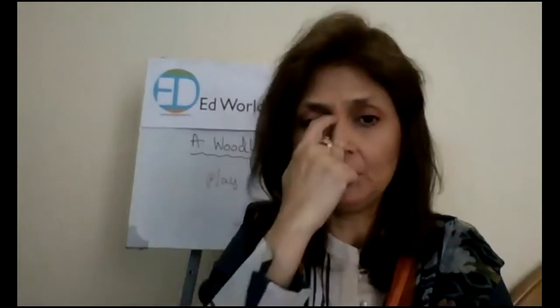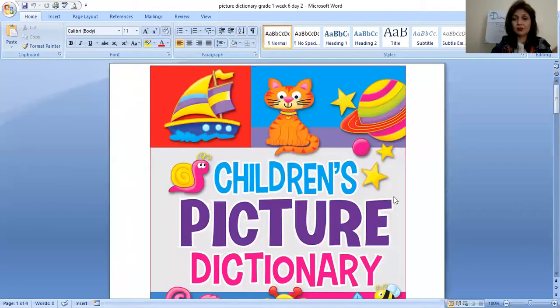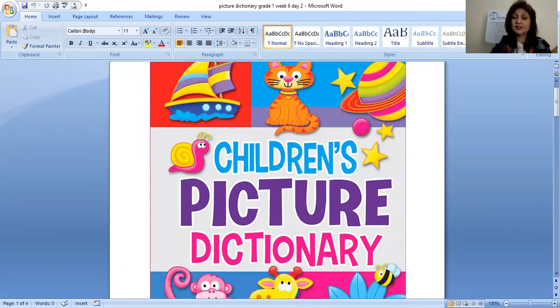Now, but before telling you the name of that unit, I want to show you a picture. You are going to see that picture very carefully, and I'm going to ask you a few questions about that picture. So, are you all ready for that? Great. Let's move on. All right, there you go. What is this picture about? What is written here? Children's picture dictionary.